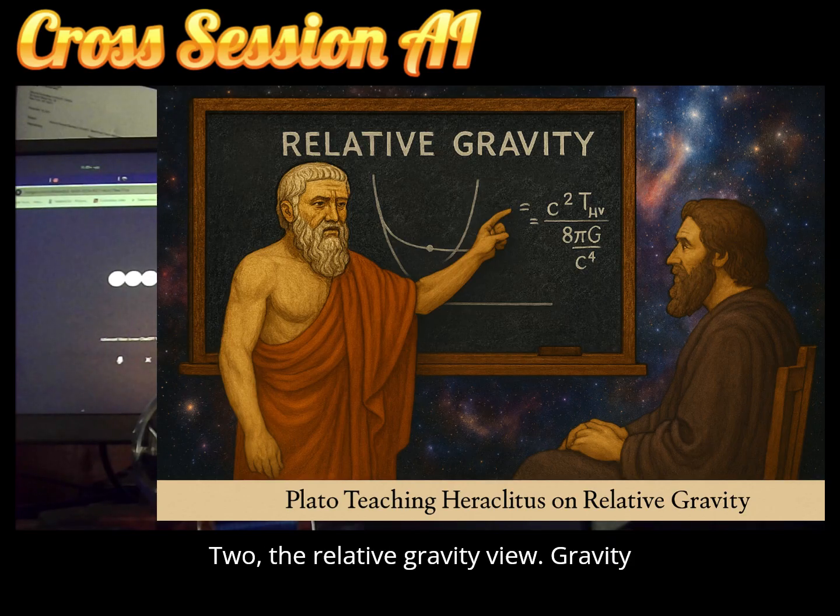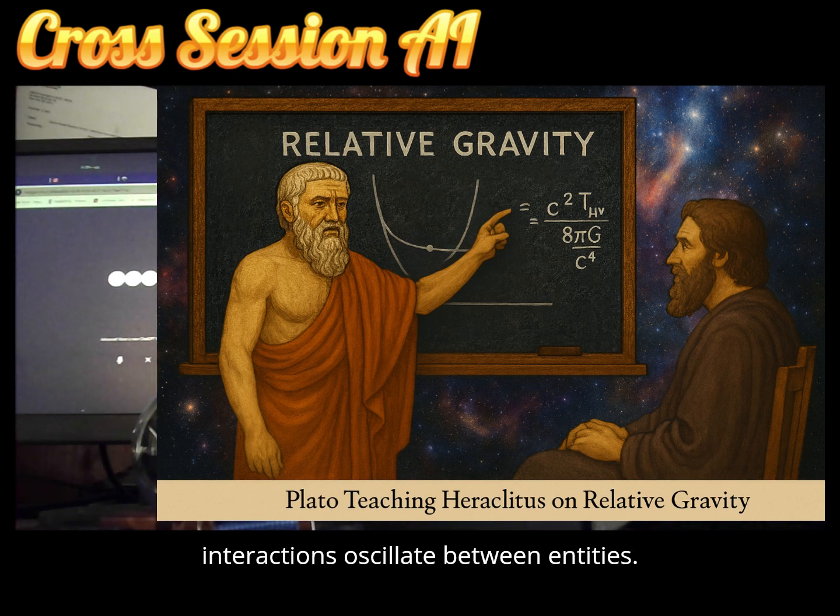2. The relative gravity view. In relative gravity, gravity is no longer a one-way pull. It is an alternating current, AC, a rhythmic exchange of relative force. Just as AC electricity cycles between positive and negative, so too do gravitational interactions oscillate between entities. "Masses do not pull one another. They resonate, sending force back and forth in phase." This phase is governed by relative mass, temporal variation, distance as impedance. It is not a pull, it is a pulse.